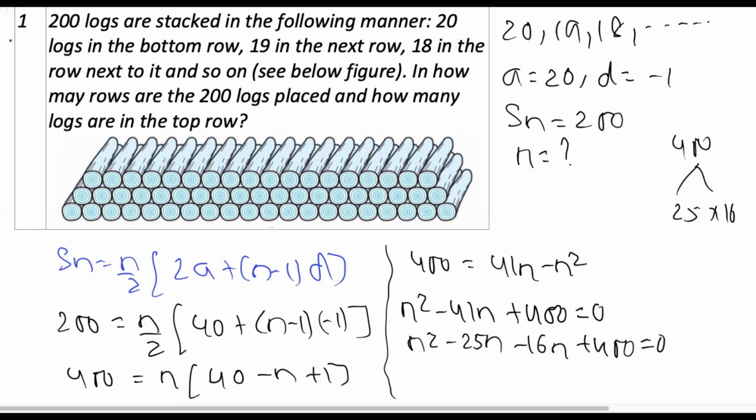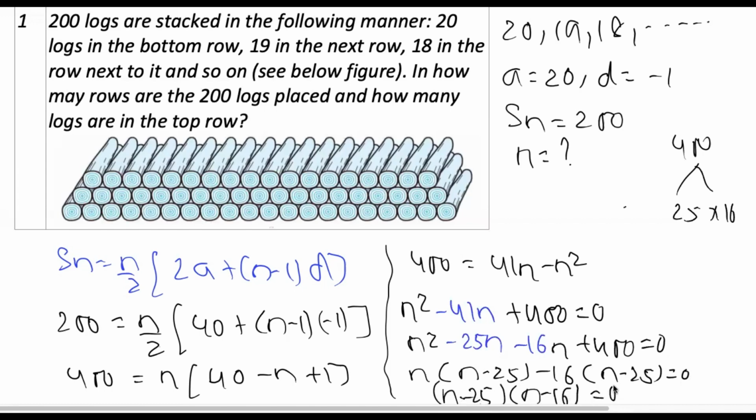So let me once again tell you what we are doing here. We have split the middle term like this. So now what you can do is take common. What is common between the first two terms? It is n, so it's n times (n minus 25). Common from the last two terms is minus 16, so we again get (n minus 25) equals 0. So finally we have (n minus 25)(n minus 16) equals 0.